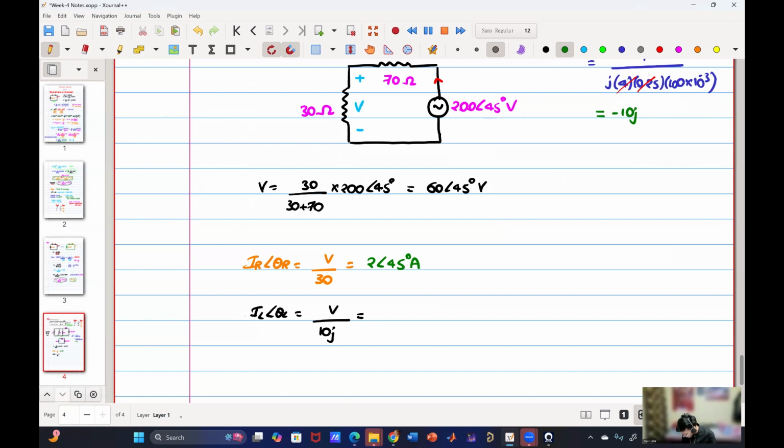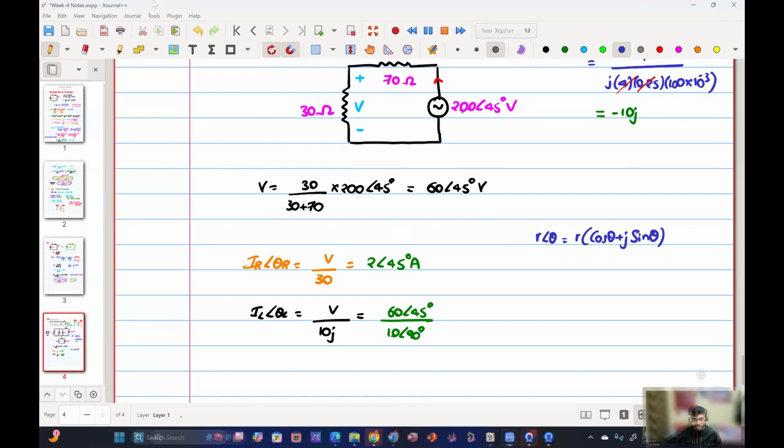So 60 angle 45 degrees by 10 angle 90 degrees. So you can check R angle theta is equal to R cos theta plus J sin theta. Now you substitute R angle theta as 10 angle 90, and you will get 10J. Clear?